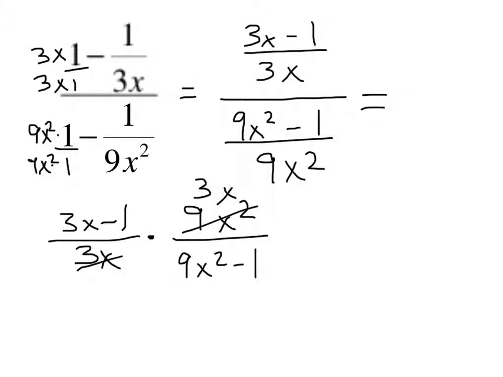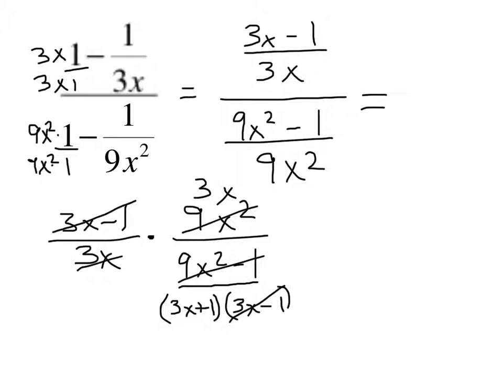And what about this 3x minus 1 and this 9x squared minus 1? You know, I think this 9x squared minus 1 could be factored. What could it be factored into? 3x and 3x. It's a special product, or you can FOIL it. So we can rewrite that as 3x plus 1 times 3x minus 1. And then can we cancel this 3x minus 1 with this 3x minus 1? And that leaves us with 3x in the numerator over 3x plus 1 in the denominator.